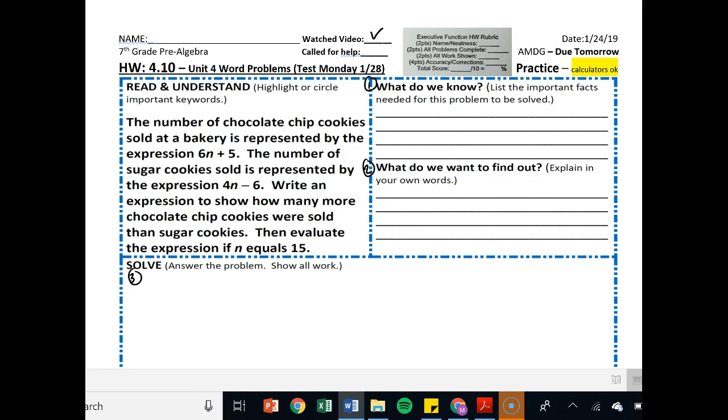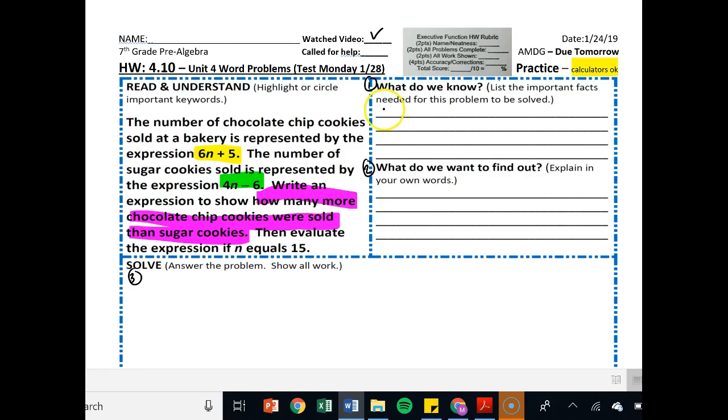So the number of chocolate chip cookies sold at the bakery is represented by the expression 6n plus 5. The number of sugar cookies sold is represented by the expression 4n minus 6. Write an expression to show how many more chocolate chip cookies were sold than sugar cookies, right? Then evaluate if the expression is n equals 15. So we're going to have two things. We're going to have an expression and we're going to have an answer.